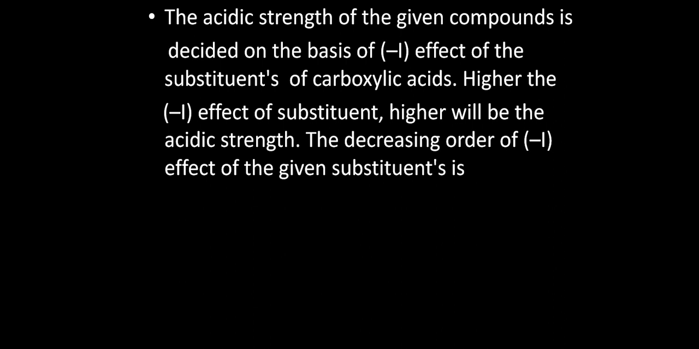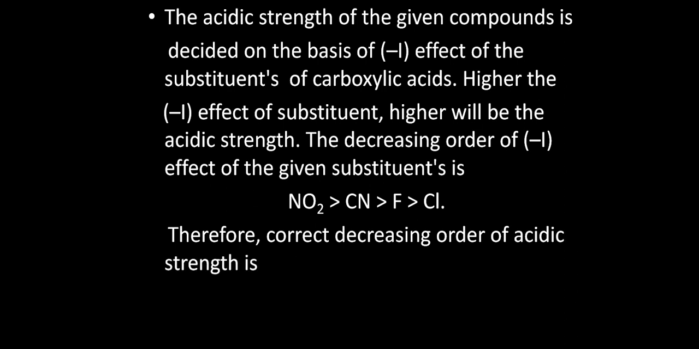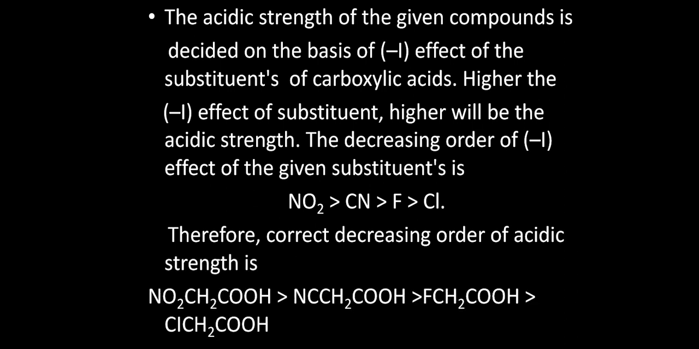If you look at the groups present, the order of their minus I effect is nitro first, then cyanide, then fluorine, and then chlorine. Similarly, the order of decreasing acidic strength will be: nitro will be the highest because it is the most electron withdrawing, having the higher minus I effect, then cyanide, then fluorine, and finally chlorine. That is how we understand the relationship between the minus I effect, or electron withdrawing substituent, and the acidic strength of carboxylic acid.